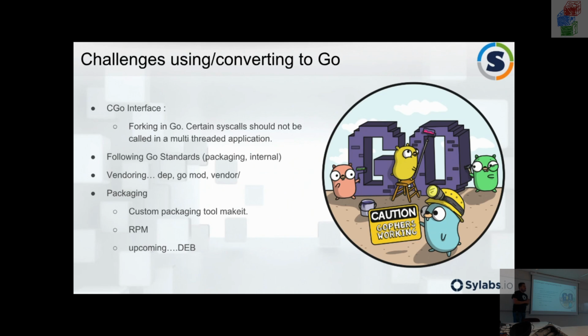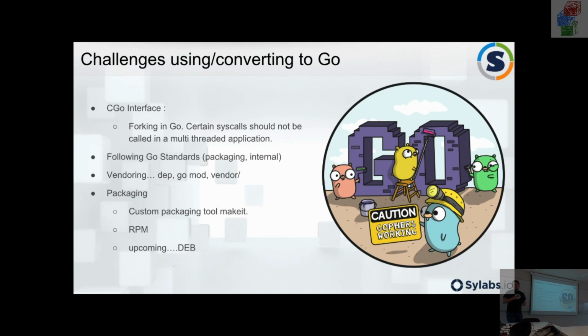Go doesn't allow you to code the namespaces on the kernel as we want to. So Go also gives you a tool called CGO, on which you can have small chunks of C code inside the Go code to do what you want to do in C because you don't want to do it in Go. So we are using the CGO interface for forking certain system calls that are really needed for running Singularity. We are following all the Go standards, so Singularity is now a Go-based project.